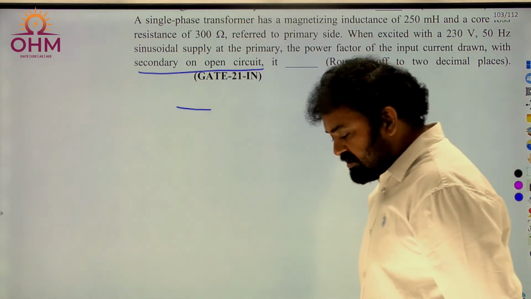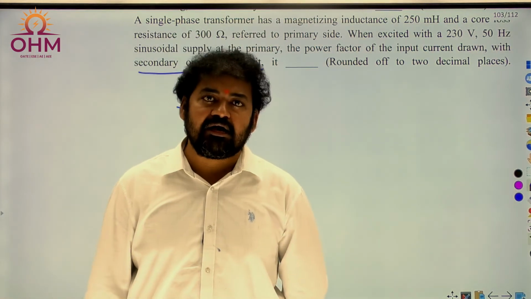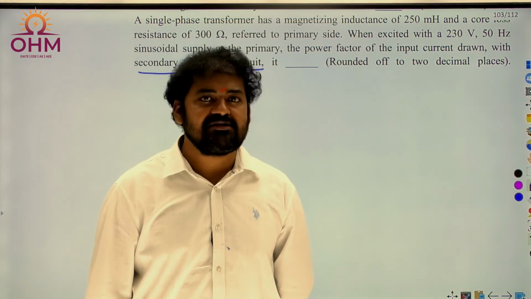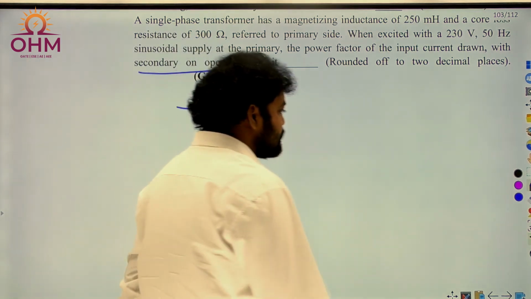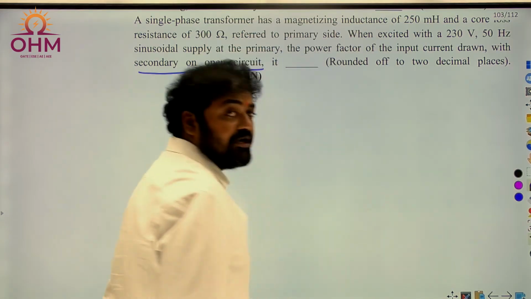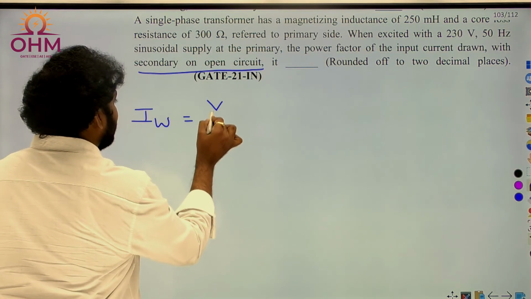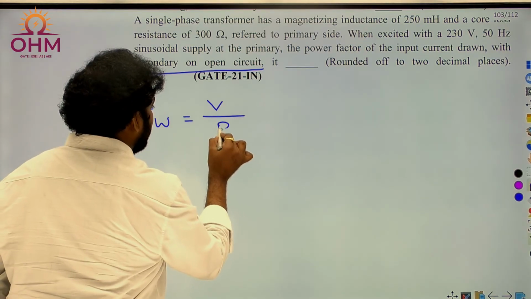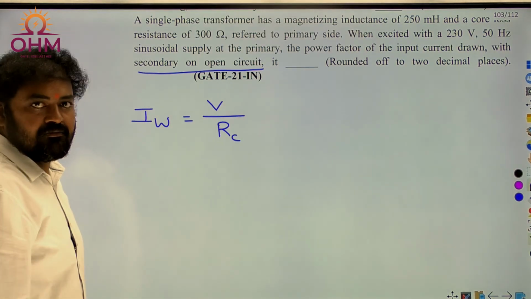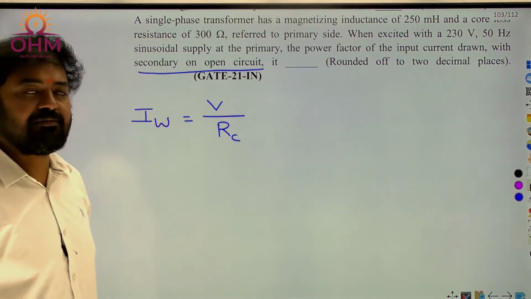In a no load condition, the transformer will draw two currents. One is the loss component current IW, another one is the magnetizing current I mu. So what is the formula to find the loss component current IW? IW is equal to supply voltage V divided by core loss resistance RC. It is an active component shown by a resistance in shunt with the supply.